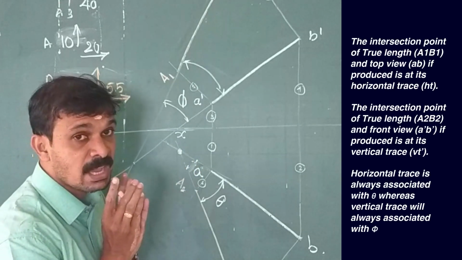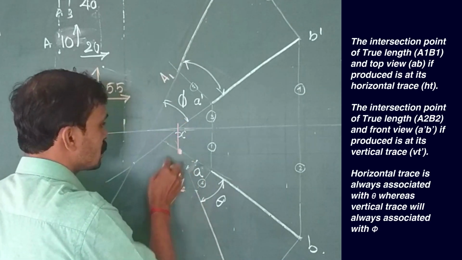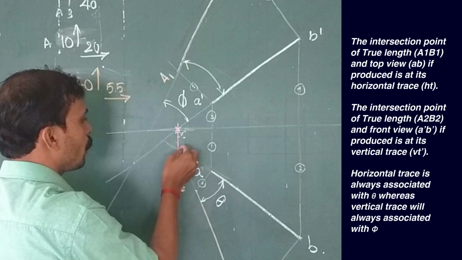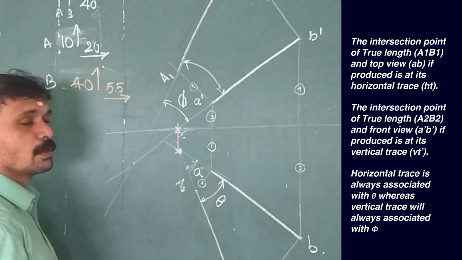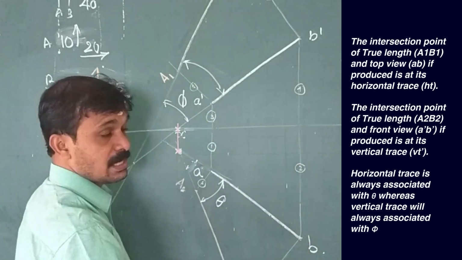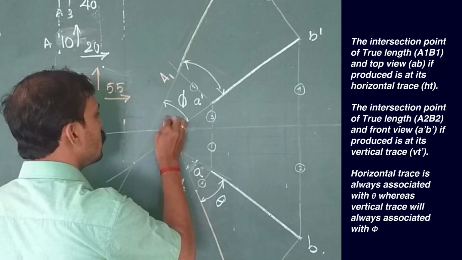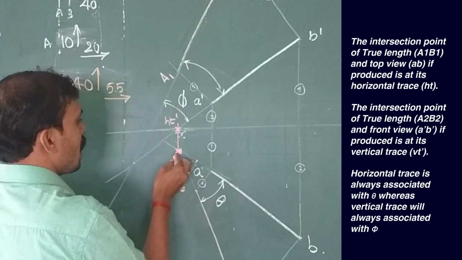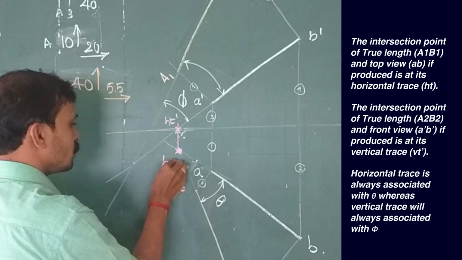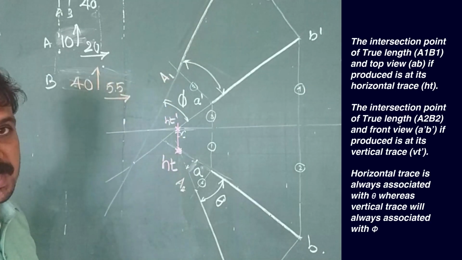We know that we will have two components. For obtaining the components, draw a vertical line towards the XY line. So this will be one point and this will be another point of the projection of the horizontal trace. We know that for a horizontal trace, ht dash will always lie on the XY line. So this point will be ht dash and this point will be ht. So we have obtained ht and ht dash.